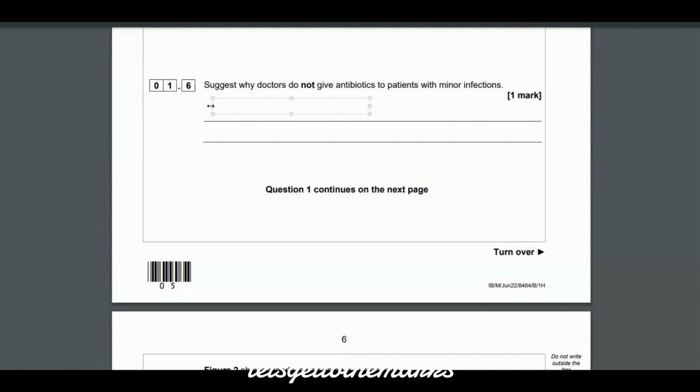They should just try and let your white blood cells, which we call your immune system, fight it off. So the answer here is because they might become resistant. That's how I'm going to word it and get the mark. You could also say something along the lines of it may develop a resistant strain, or to reduce the development of resistant strains. So anything along those lines.